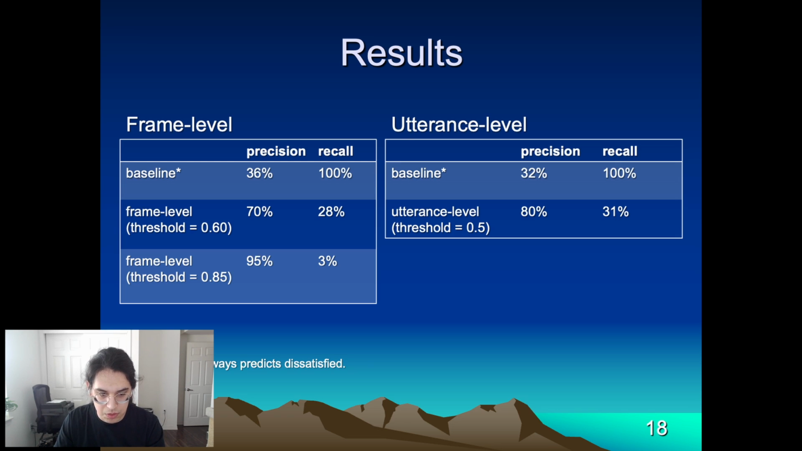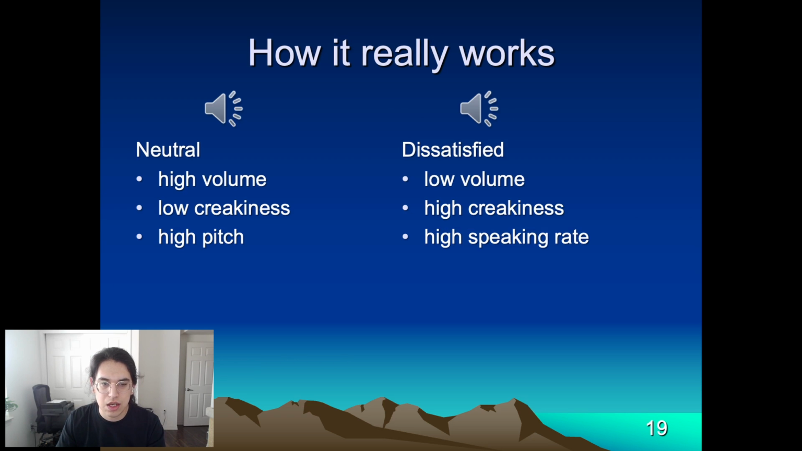And this is all good, but we'd like to know a little more how it really works. So to understand how each of these features were contributing, we looked at a couple of things. We looked at the histograms for each of the features, like the one that you saw a couple slides ago. We also looked at the coefficients or the weights of the model, and we found a couple things. First is that a neutral frame is more likely to have high volume, low creakiness, and high pitch. Here is an example of that.